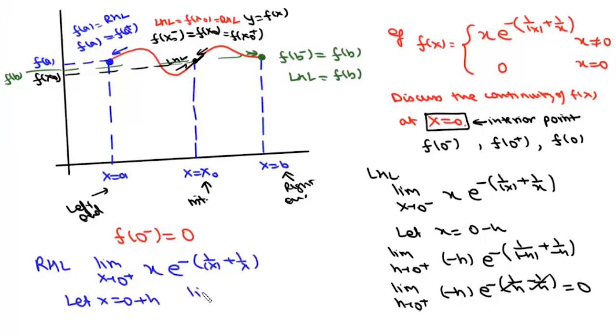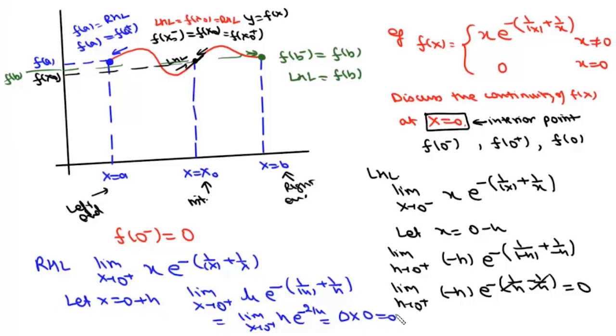So it will be this limit h tends to 0 positive h e to the power minus 1 upon mod h plus 1 upon h, which is this limit h tends to 0 positive h e to the power minus 2 upon h. Now by direct substitution, this is 0 and e to the power minus infinite is 0. So this limit is also 0. So its right hand limit f0 positive, it is 0.